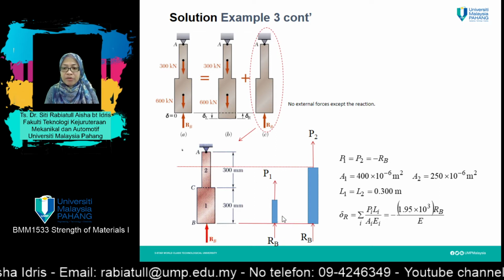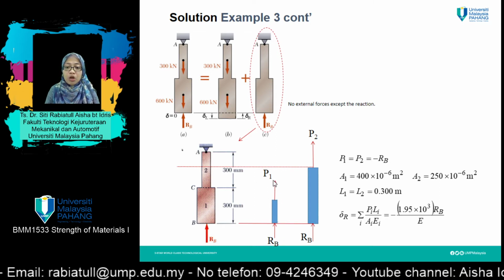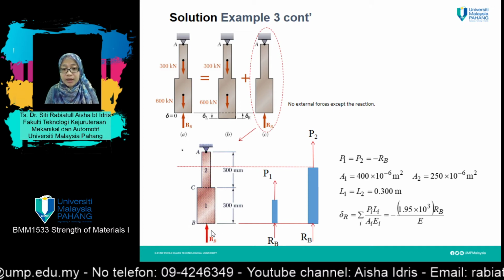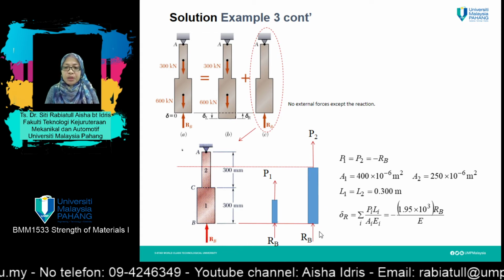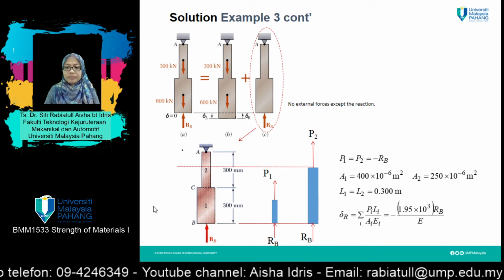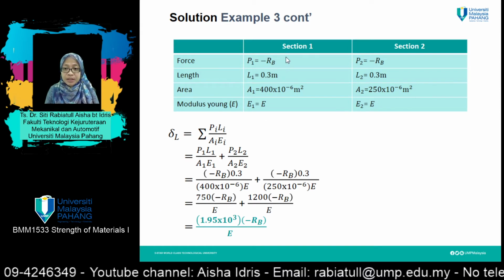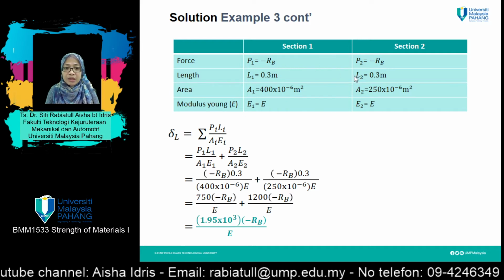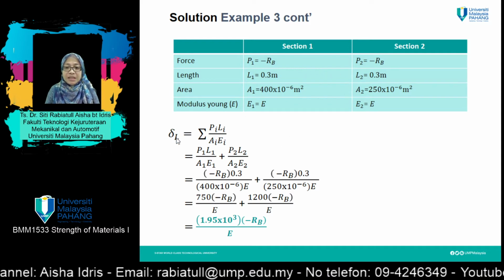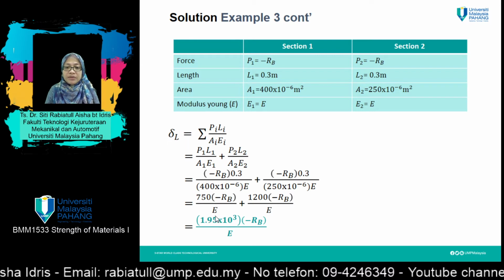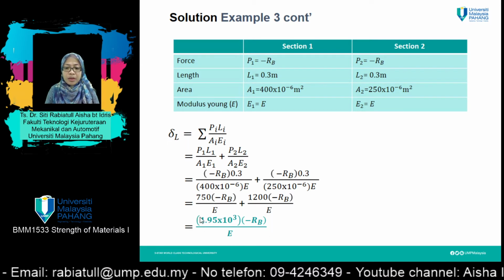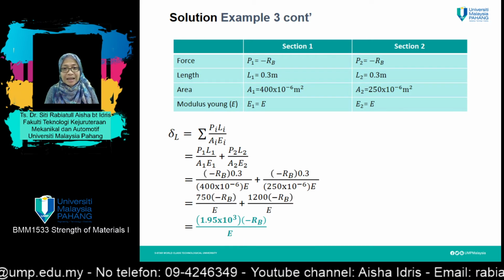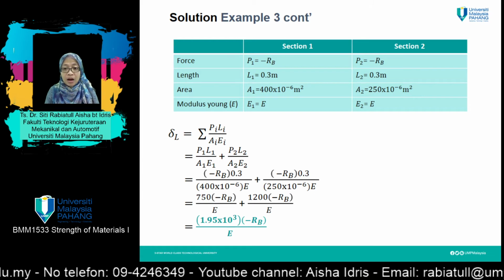From the free body diagram there, you'll get the value of P1 equals RB, coming from the reaction force at support point B, and P2 equals RB as well. Now let's put it in this table form, and once you get all the values in each section, just substitute into this formula, and finally you get delta L equals this. After that, substitute the values for delta L and delta R.